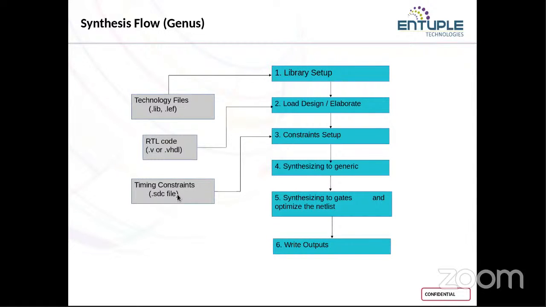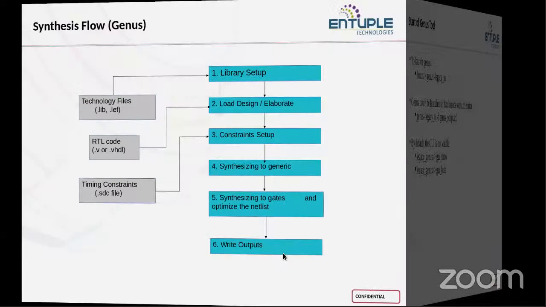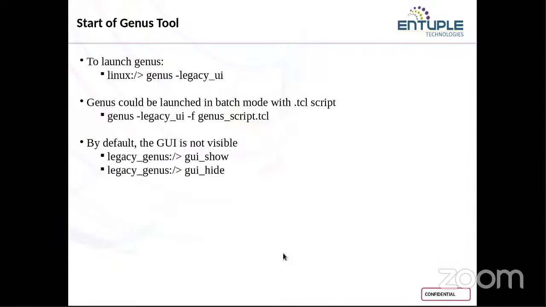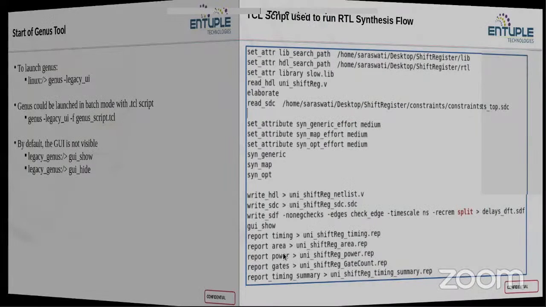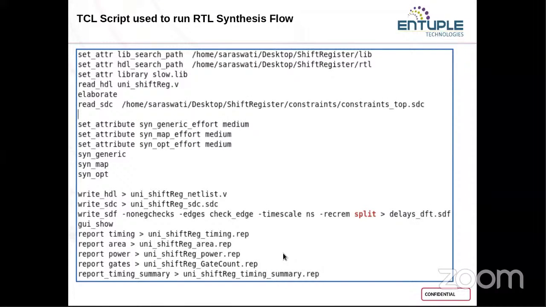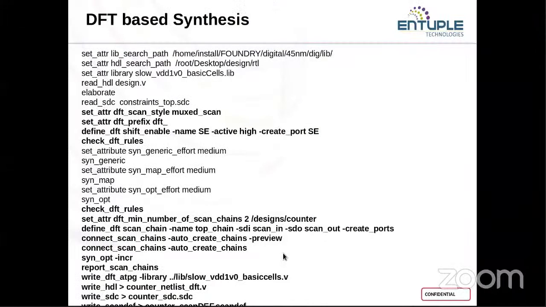Then we will be loading your top level constraints file, the Synopsys Design Constraints file, which has your clock information and the delay information between your signals and the clock. Then synthesize to generic, where it will perform the translation process, and then synthesize to gates and optimize the netlist, performing the mapping and optimization process, and then generation of your outputs. So this is your synthesis process without using the DFT. And for that, we are going to use the tool Genus. So Genus is the tool, and this is how the script will be written for your synthesis tool.